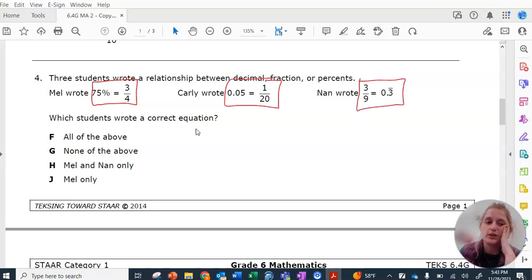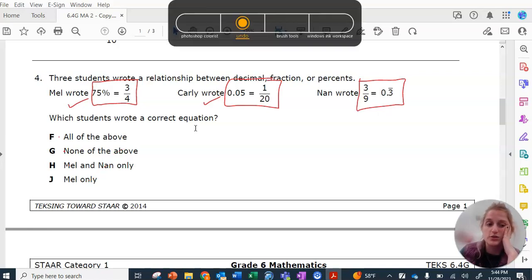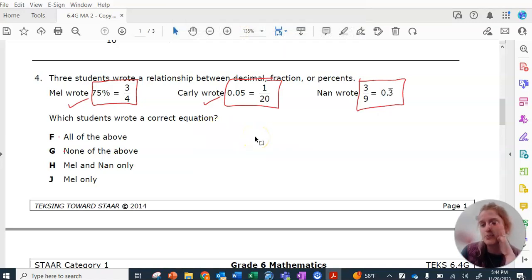And then you're going to pick, okay, if this girl's right and this girl's right, which answer? Oh, well, I don't think that can be true because it's either all of them, none of them, Mel and Nan, or Mel only. So if Carly's right, then it's not Mel only, and it's not Nan only, and it's not none of them. But I just made that up, so you need to actually do the math to check them because I didn't actually check them yet. Well, I did, but I'm making you do it.